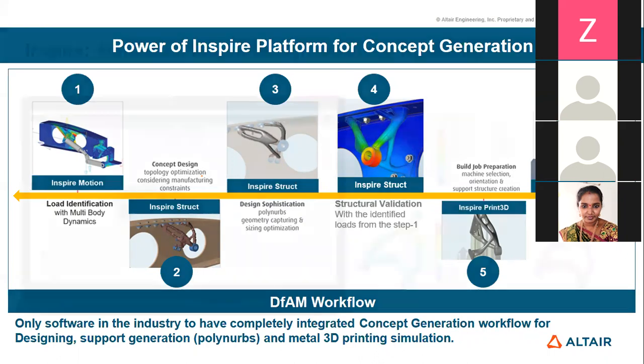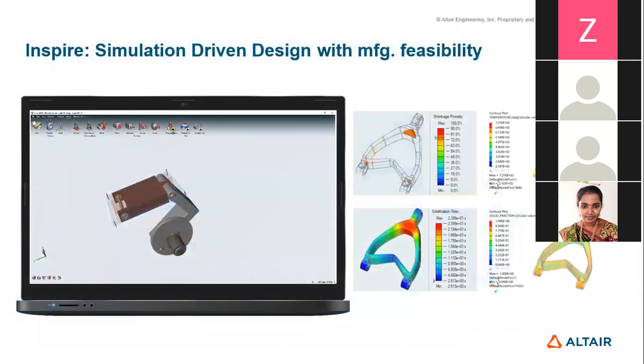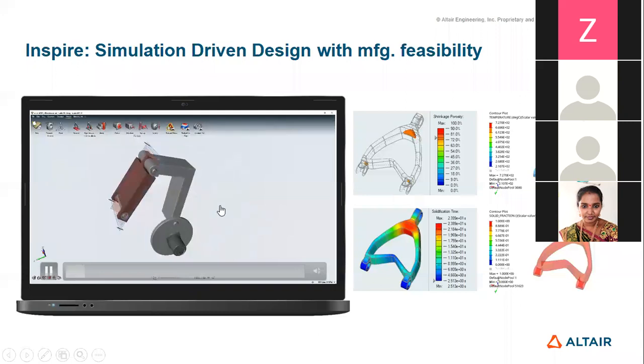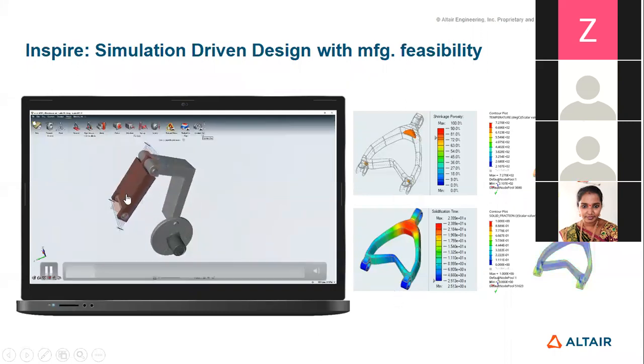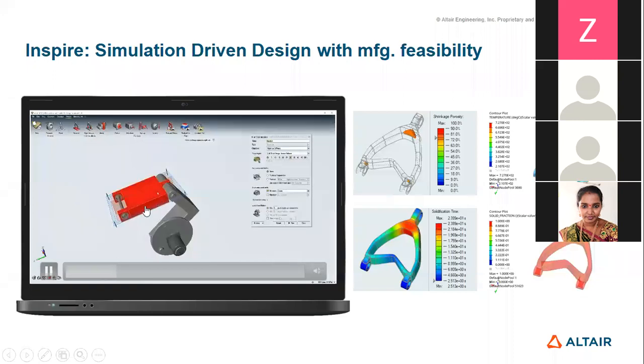So move towards the next manufacturability of another bracket. In the previous example, I have taken the same kind of bracket, but that was for an aircraft.